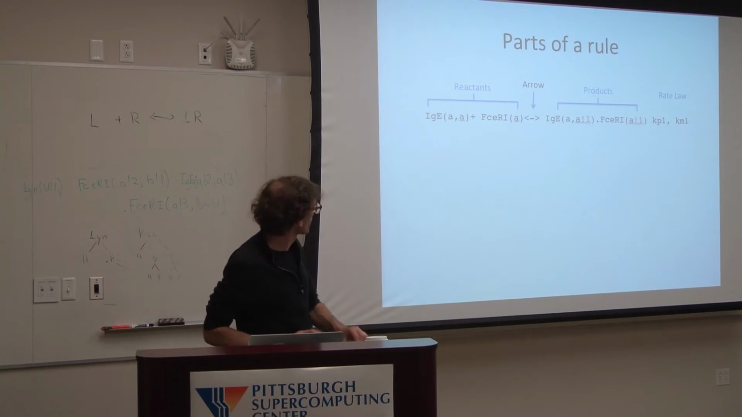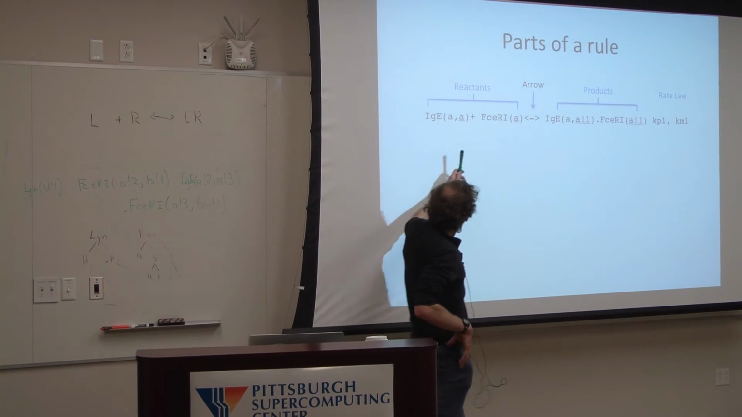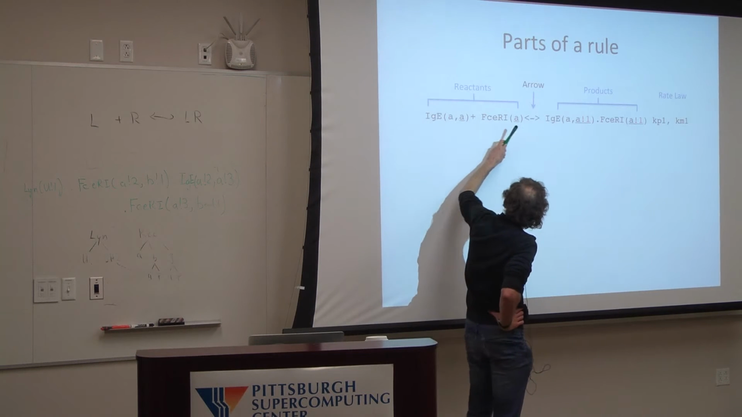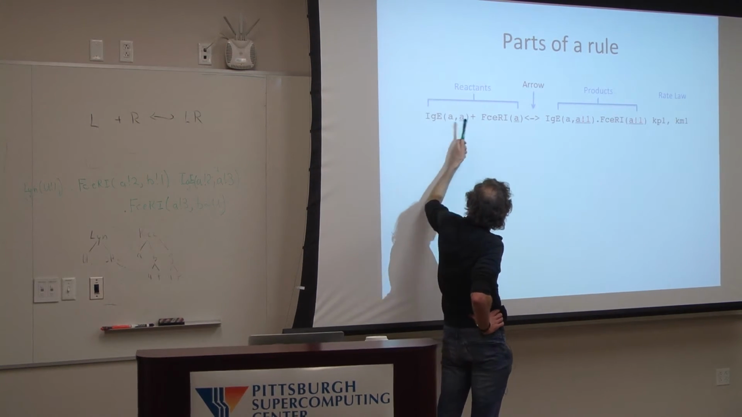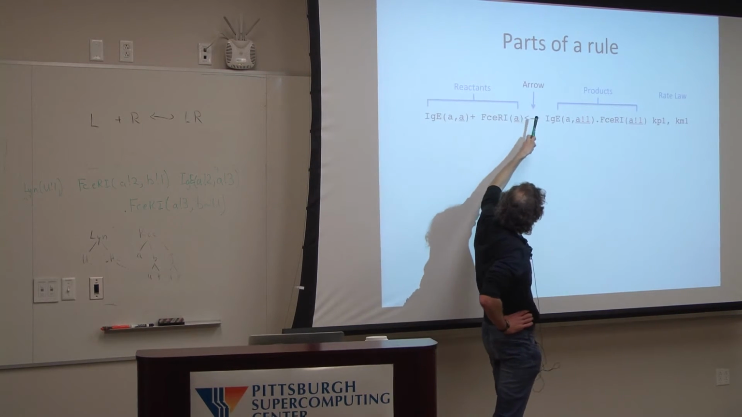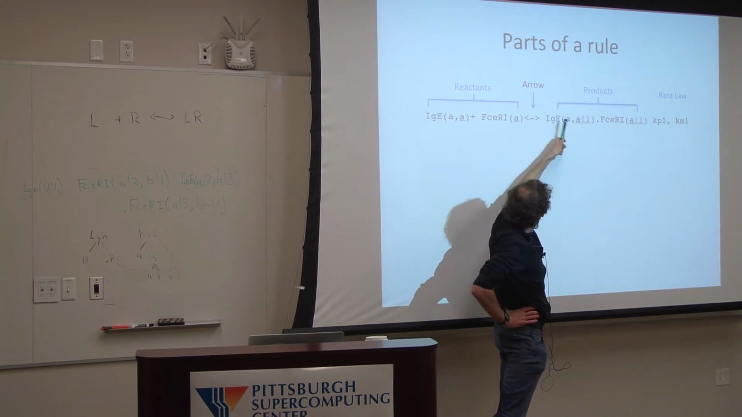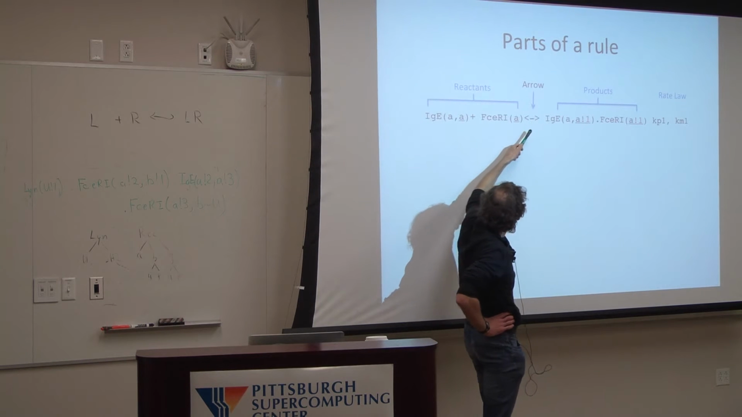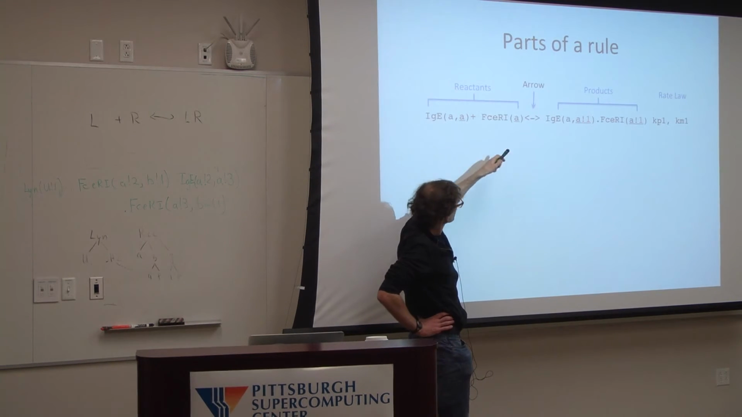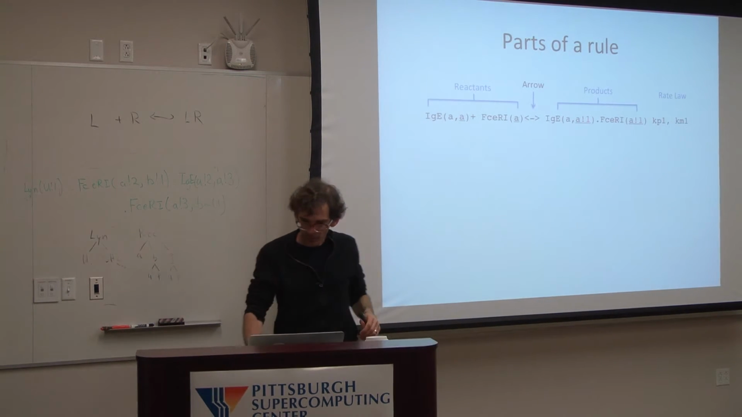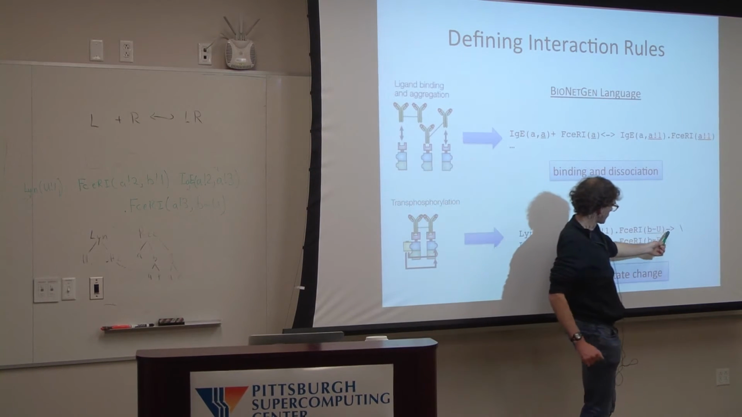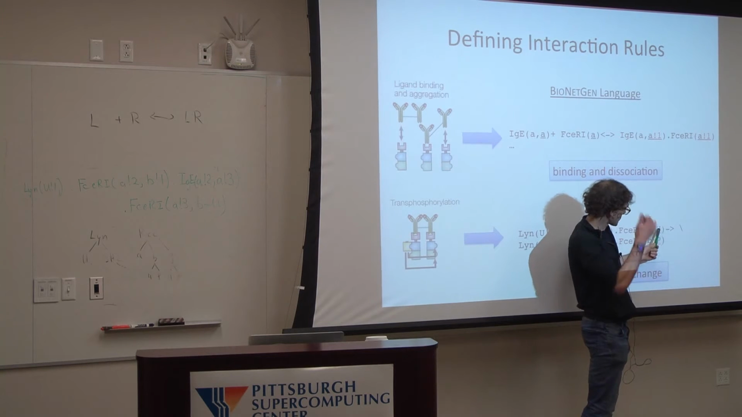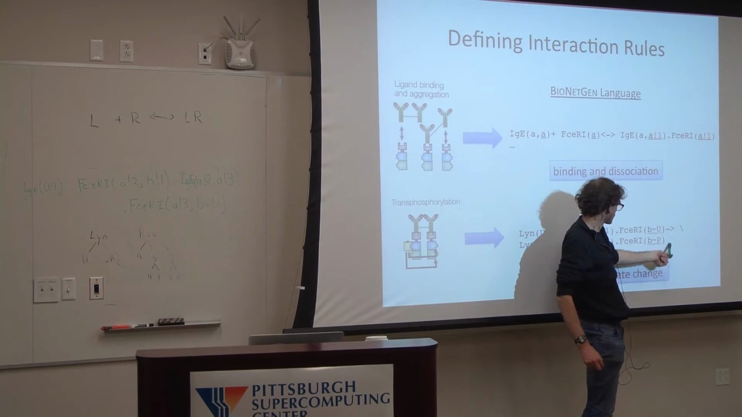Parts of a rule. We actually already went through this to a degree, but I'll just make it explicit. So we have standard chemical notation, reactants, some arrow, products. The arrow indicates whether it's reversible or not. I should have mentioned on the previous example that our phosphorylation rule here was an example of an irreversible. This is a catalyzed transition.